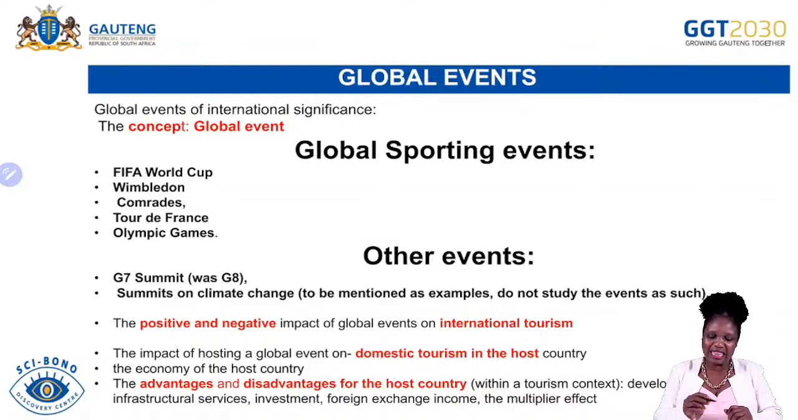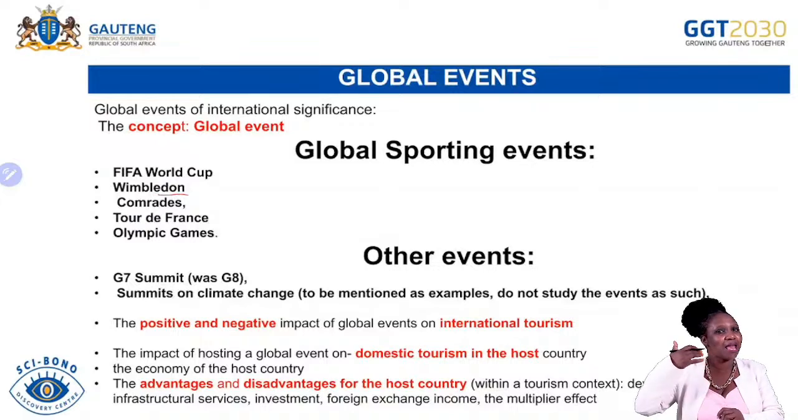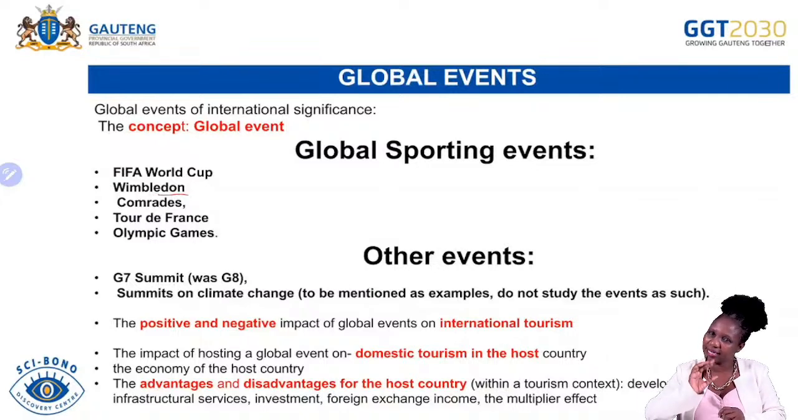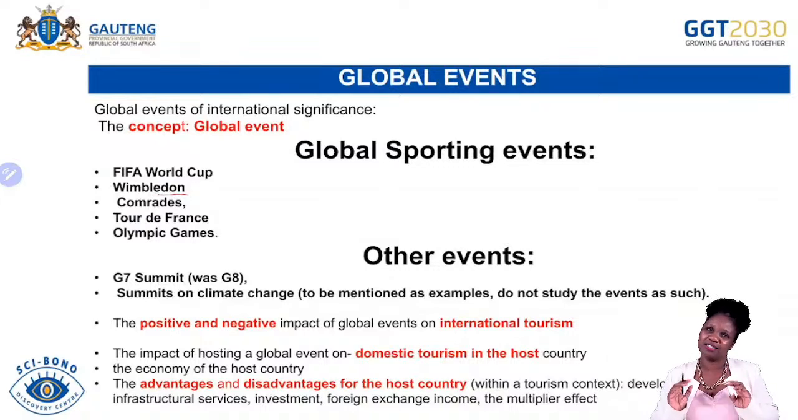All right, and then we've got the Wimbledon Tennis Championship. This is an event that takes place annually. If I say annually, grade 12s, do you understand what I mean? If we say annually, it's every year. The Wimbledon Tennis Championship takes place every year. Where does it take place? It takes place in London, in England, in the UK.